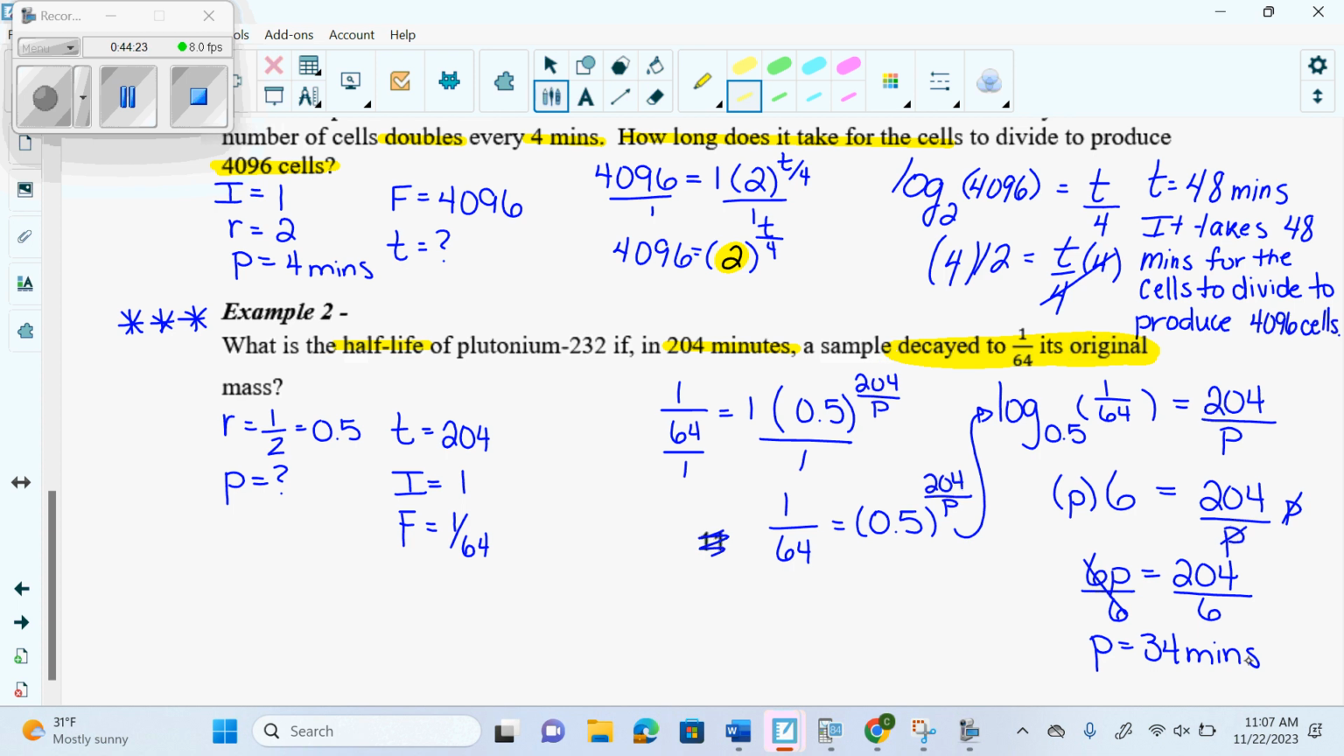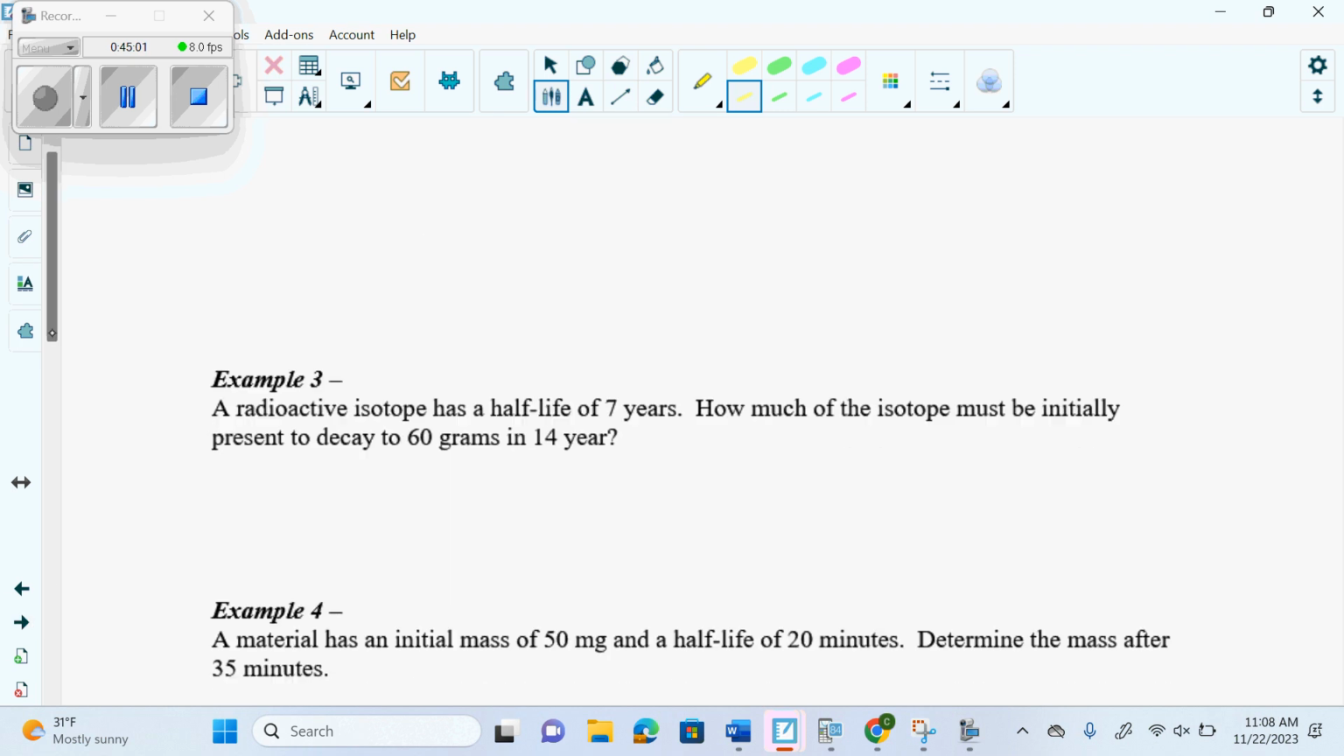Yeah, how long it takes to half, right? The period of the half-life, yeah. So I would say, what is the half-life of plutonium-232? The half-life of plutonium-232 is 34 minutes. You're going to flip over. There's examples 3, 4, 5 on the back. 3, 4, 5, go.